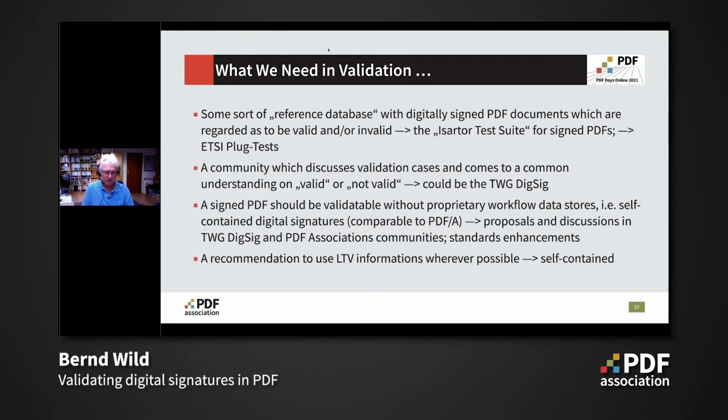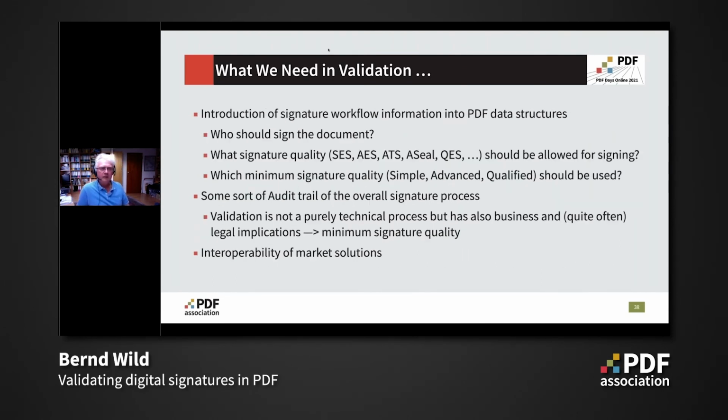Here we actually have some proposals and discussions going on within the TWG Digital Signature and PDF Association communities, and we expect some standards enhancements here. And last but not least, a recommendation is to use LTV information wherever possible. It means make self-contained signed PDFs, to not come into problems with validating a PDF with non-available validation information. Okay, what we need in validation: introduction of signature workflow information to PDF data structures.